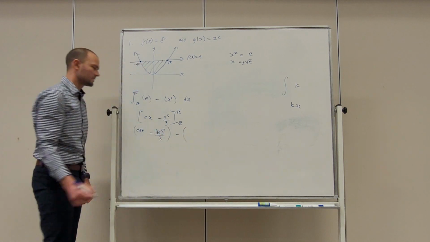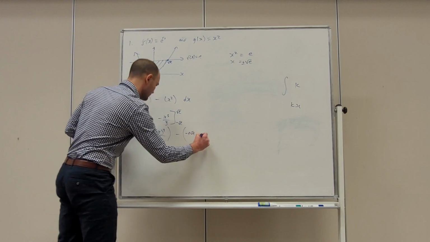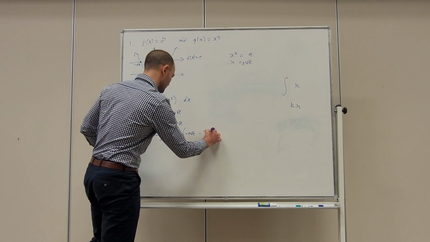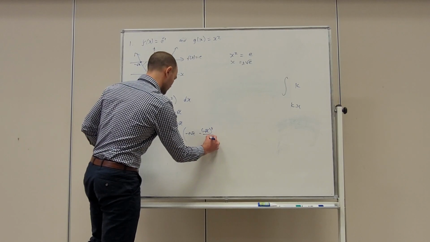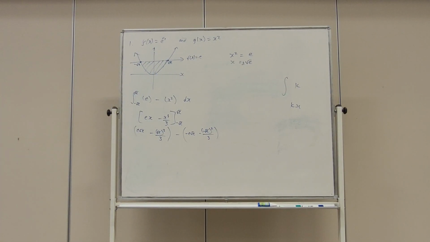Take away, and then I'll sub in my lower boundary. Minus e root e, and then we've got minus root e to the power of 3 on top of 3. Now we're going to have some like terms here, so I'll really draw those out for you.